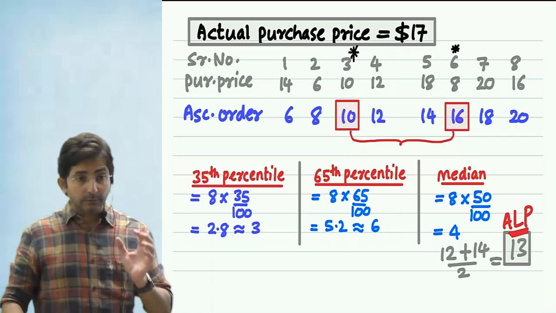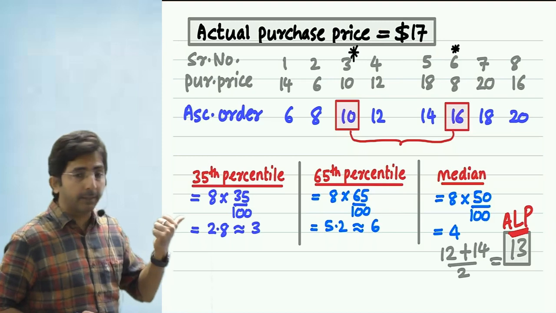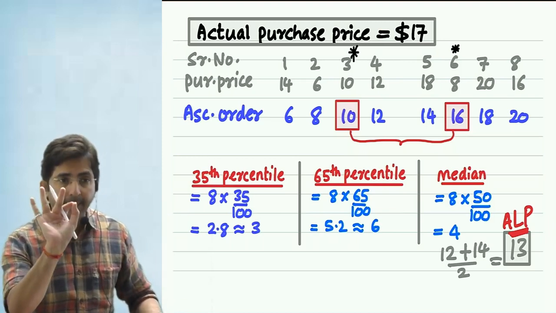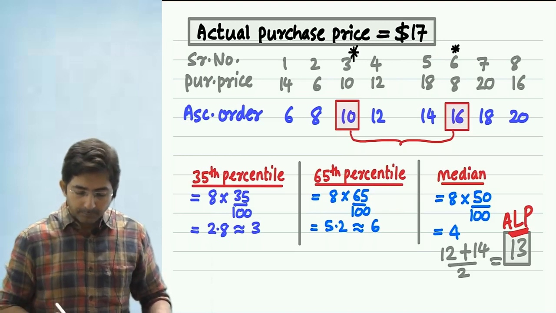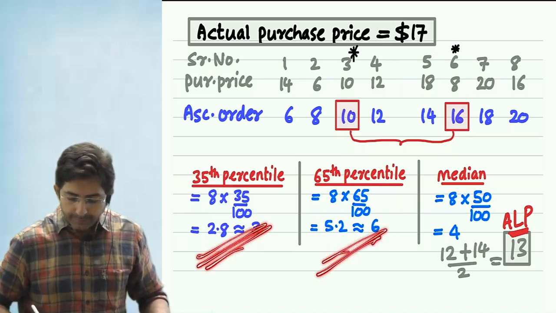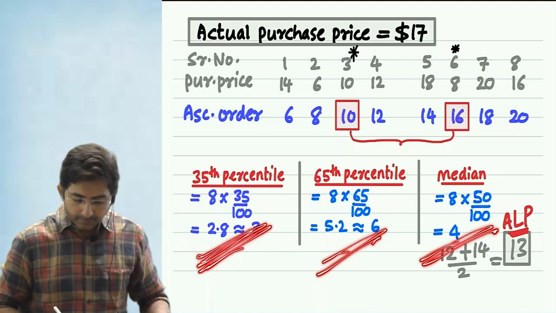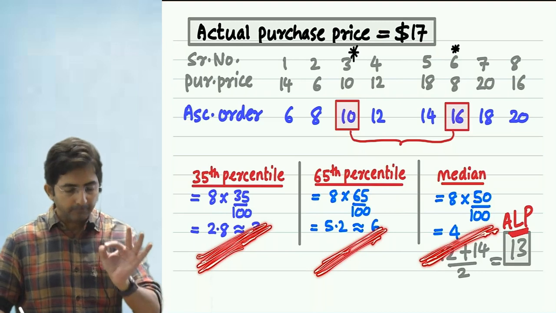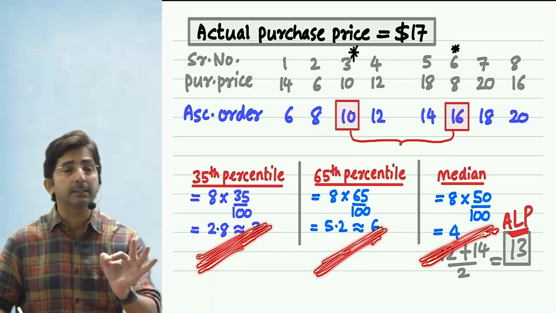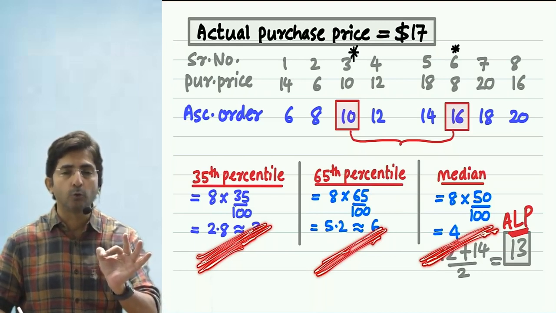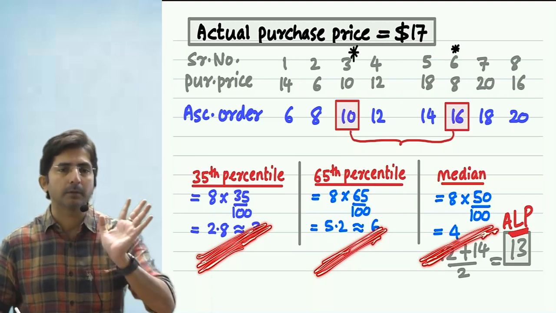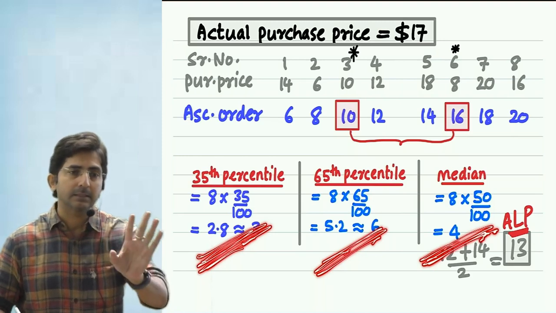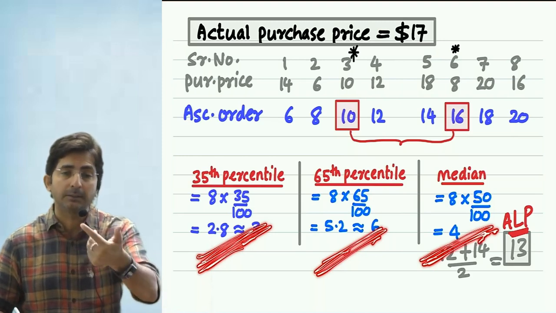So did you think what is the reason behind all this working? See, before I go into the reason, let me make it clear once again. Listen to this carefully. In all these workings, 35th, 65th and median, there is one rule: if the answer is in decimals, then take the next higher number. That is the final answer. The price against that will be the answer.